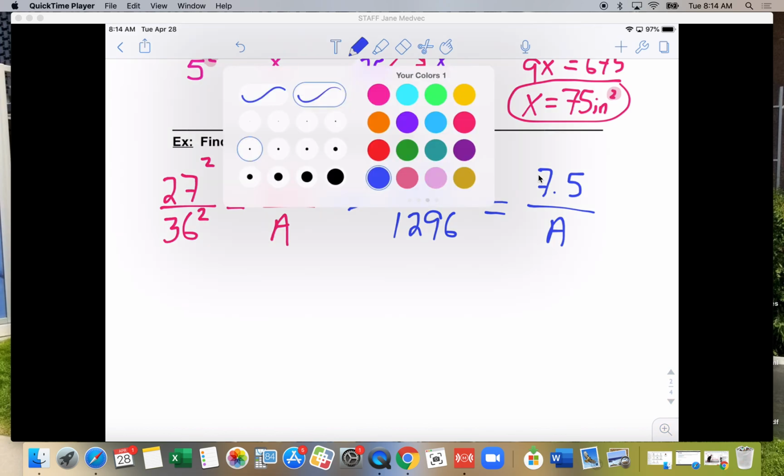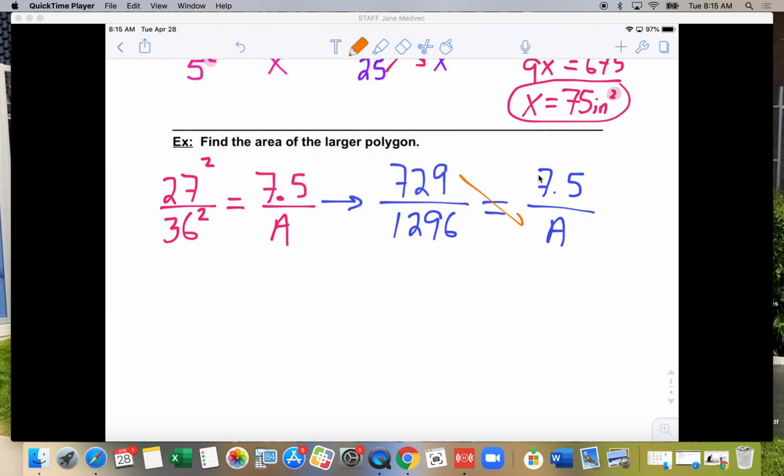Now what I'm going to do is I'm going to take this and I'm going to do my cross products. So I'm going to take 729A equals 1,296 times 7.5. Again, I like to use parentheses rather than a dot for multiplication just because you can get it confused with more decimal points. I also don't like to use the variable x because it looks like a multiplication sign. So I'm going to do my cross products. I'm going to go ahead and work this through.